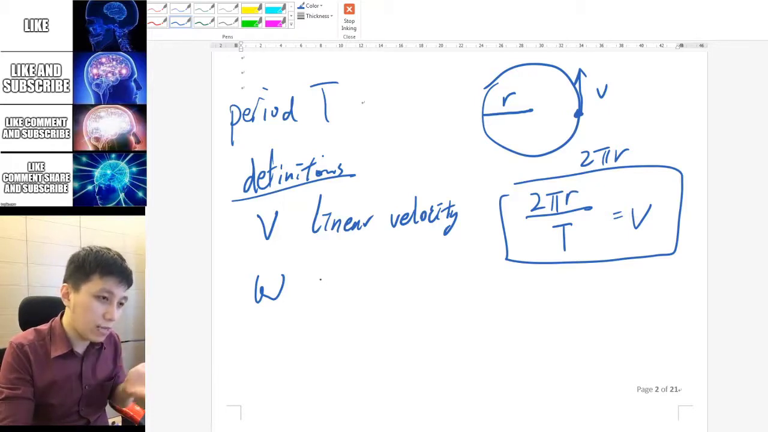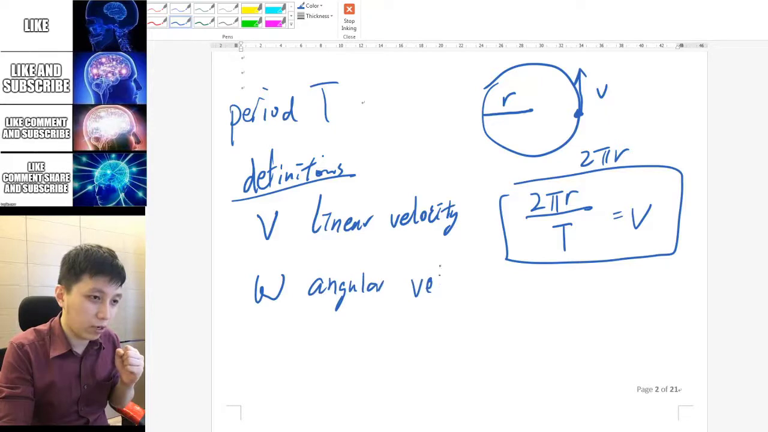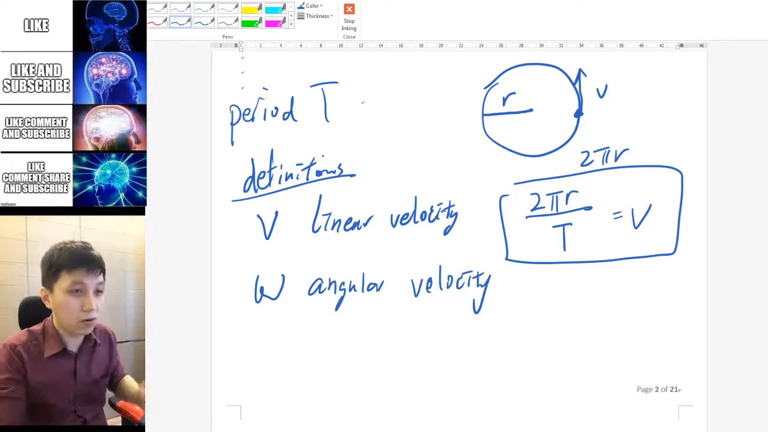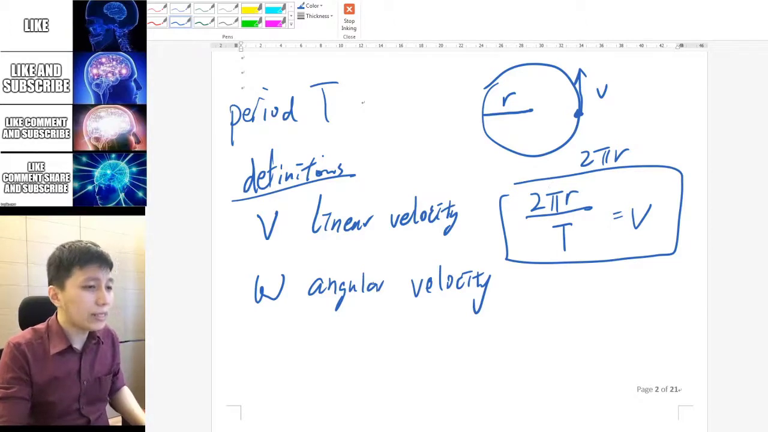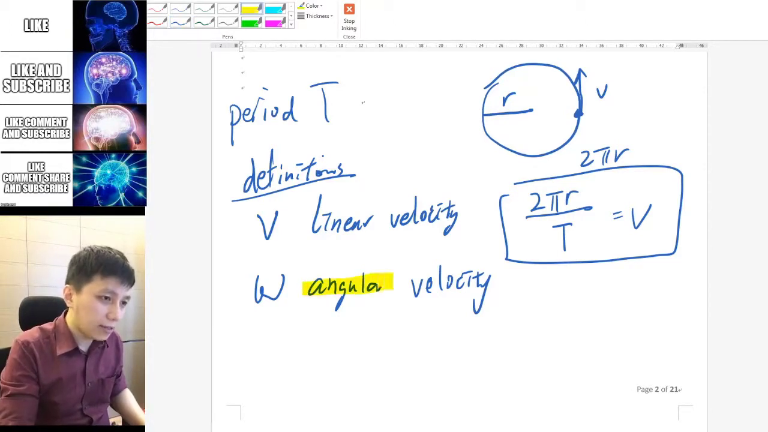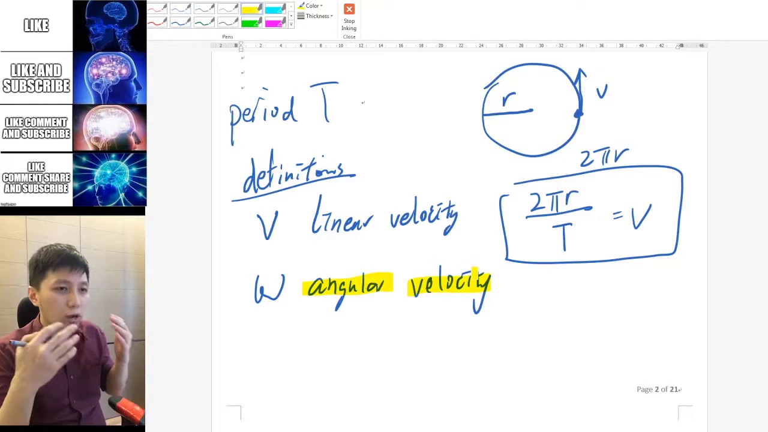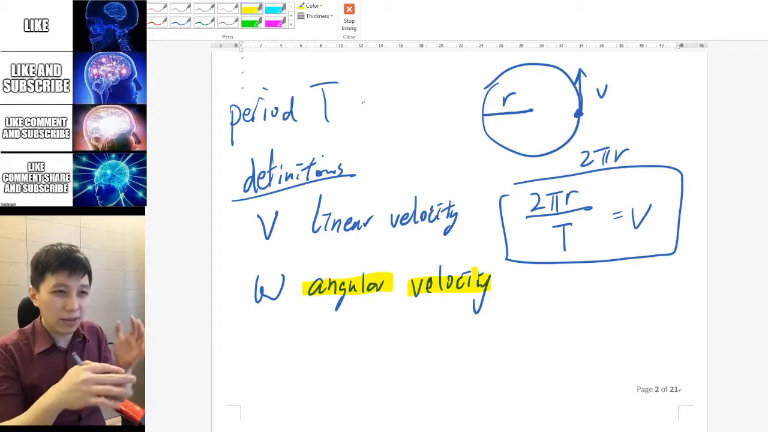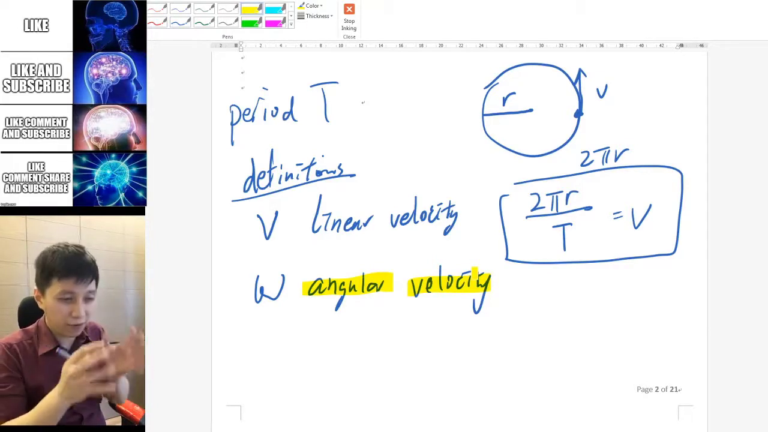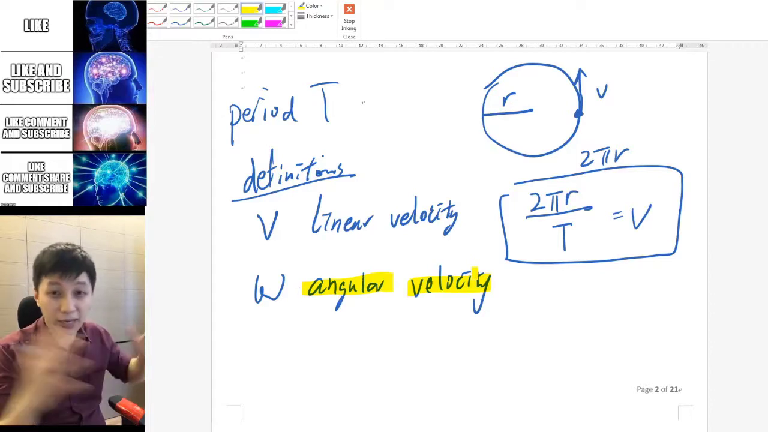For omega, that is obviously another velocity, and we call it angular velocity. Angular means something to do with angle, obviously. The reason why we will need to have angular velocity is that when you are moving in a circle, we may not care about its linear velocity because the circle may be bigger or smaller.